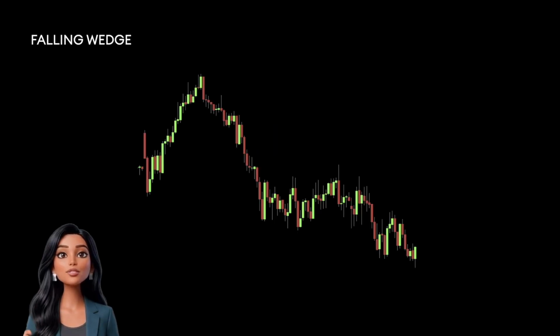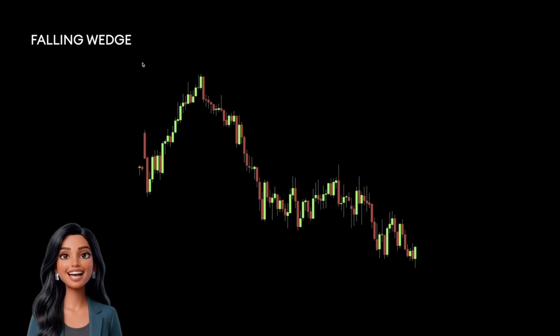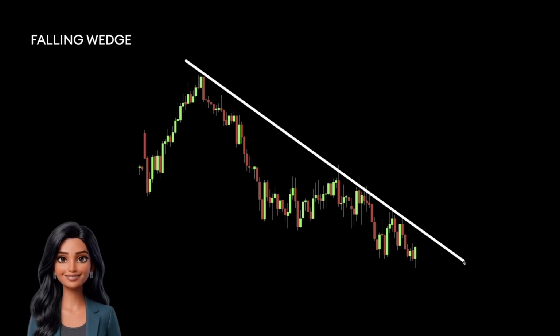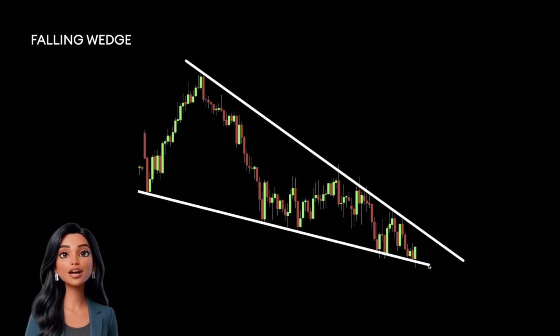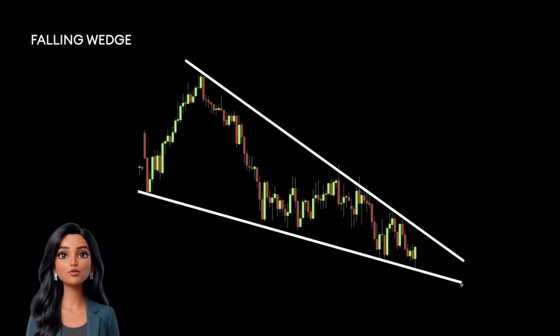This time, both the top side and the bottom side are sloping downward. The top side forms lower highs, and the bottom side forms lower lows. But just like the rising wedge, the trend lines are converging, indicating a potential breakout.